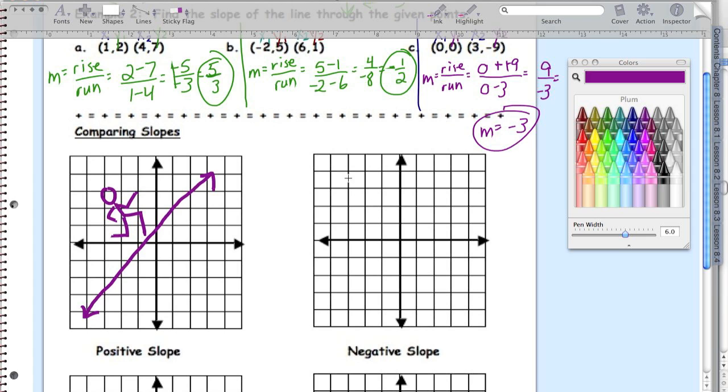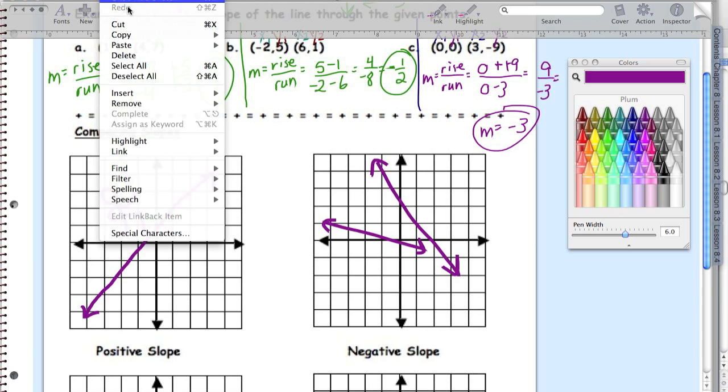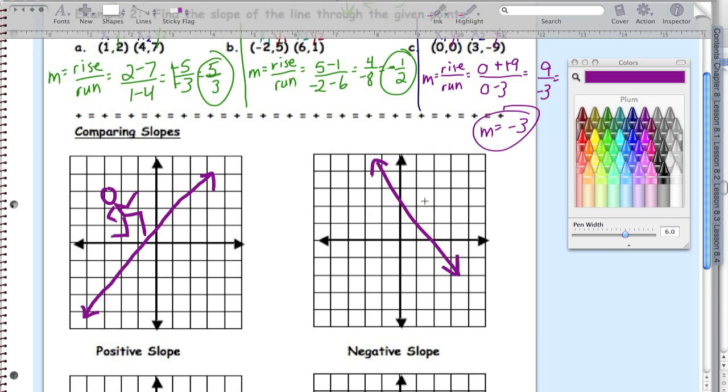So I want you to draw a line going down. And it doesn't matter how steep it is. It can be steep, it can be not steep. Could draw something going like this, not so steep, but it's still going down. The point is, from left to right, we're going downhill. So we have a guy, the little head, going downhill. That's going to be a negative slope.